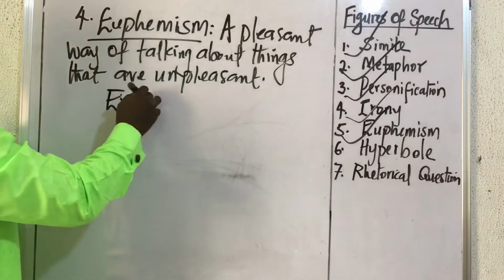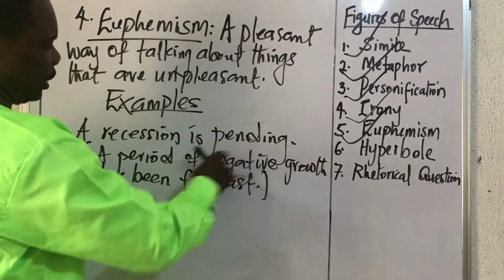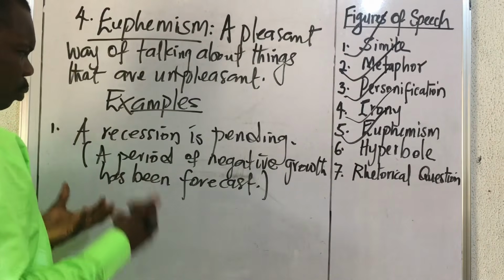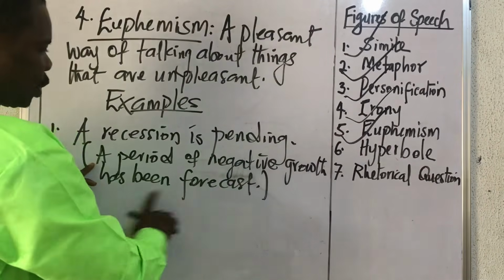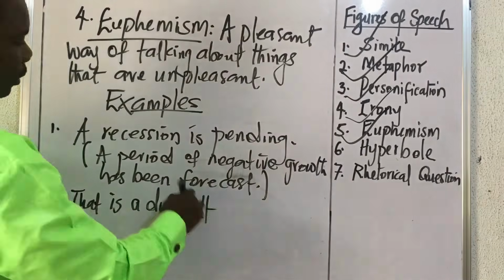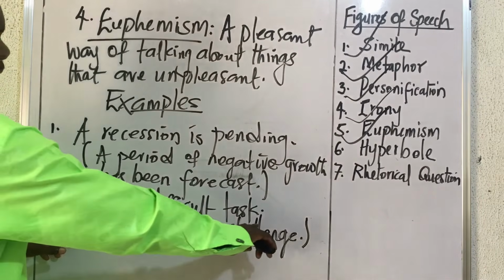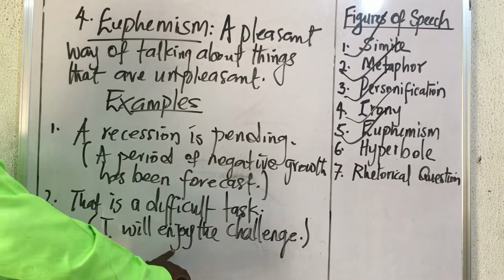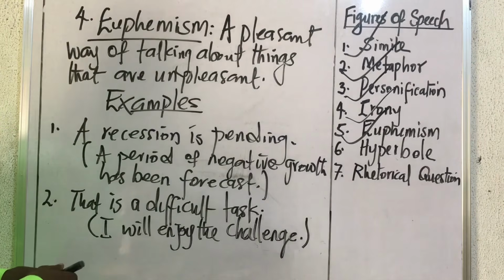A pleasant way of talking about things that are unpleasant. Now, let's have examples. A recession is pending. Instead of saying a recession is pending, which is a little bit unpleasant as an expression, you can say a period of negative growth has been forecast. Instead of saying that is a difficult task, you can rather say things like, I will enjoy the challenge. So this is what we mean by euphemism.